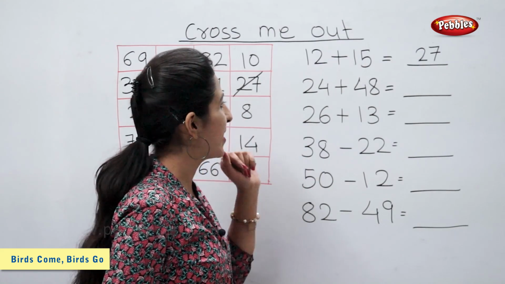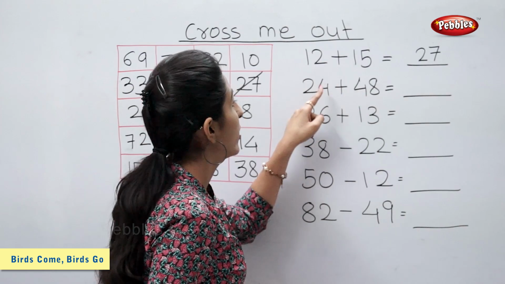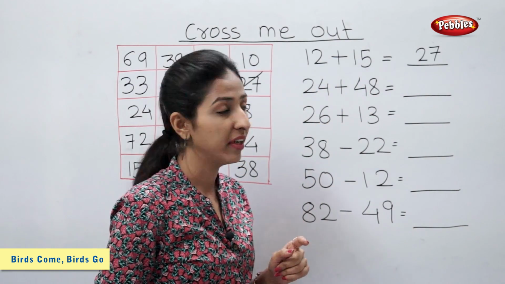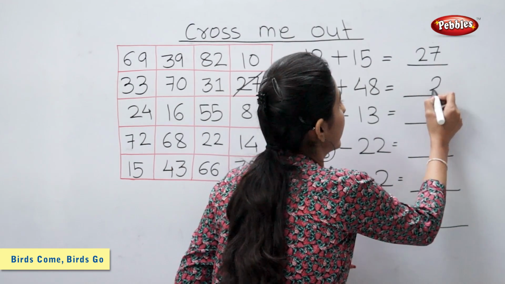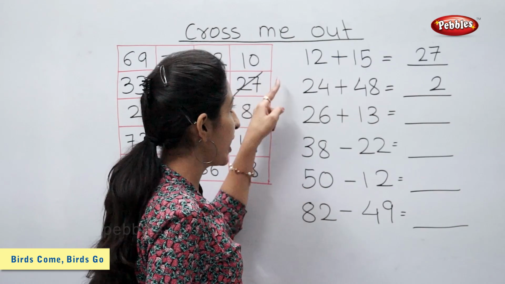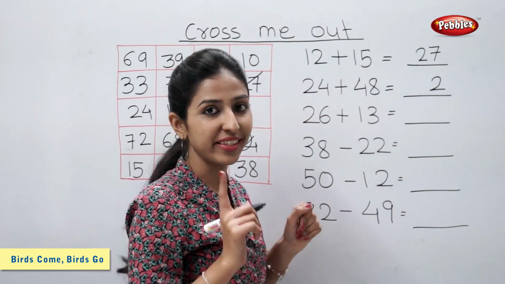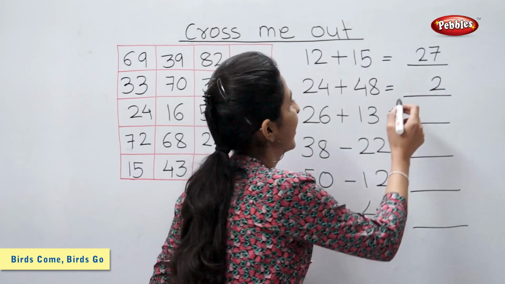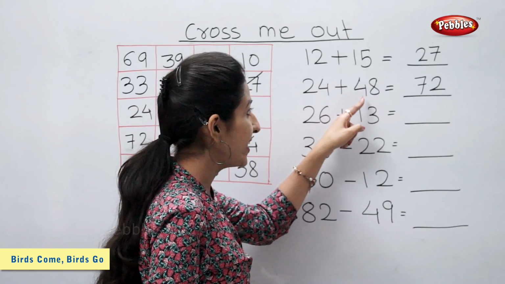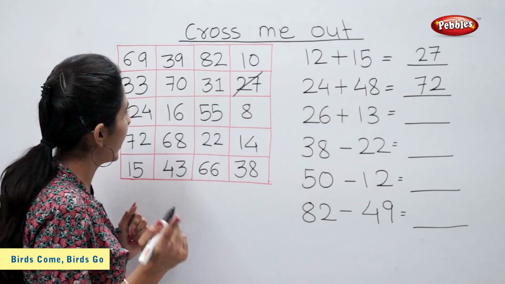Let's solve the next sum. 24 plus 48. So 4 plus 8 is equal to 12. 2 here, 1 carry forward. Now carry forward 1 plus 2 plus 4 is equal to 7. So 24 plus 48 is equal to 72. Let's find 72 and cross it.